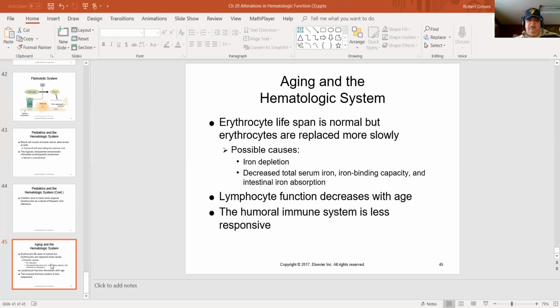In older adults, lymphocytes become less functional. The volume may remain steady, but they do not activate. And the biggest impact on lymphocyte function occurs in cellular immunity, which predisposes the elderly to a variety of disease states. And then last but not least, the humoral immune system becomes less responsive, and in some individuals it becomes unresponsive. So those are my notes on chapter 20.